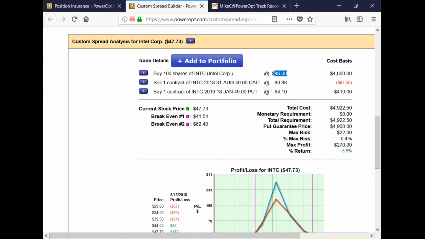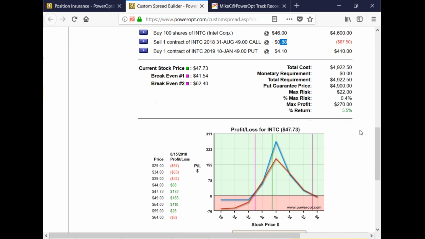Again, I'm basing this off a cost basis of 46. The January 49 put at 4.10, and the 49 call at 88. So you have a low risk of 0.4%, a max profit of 5.5%, but that's 31 days or so out in time, the 31st of August expiration.